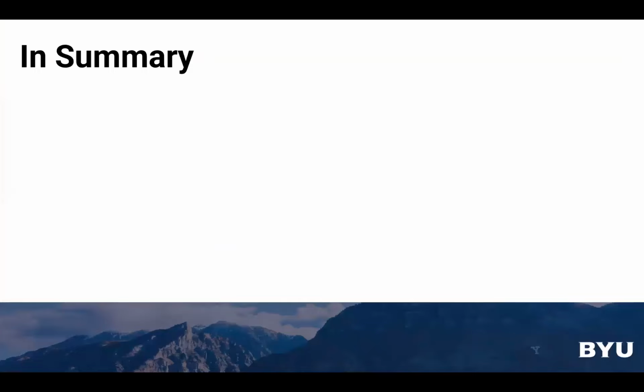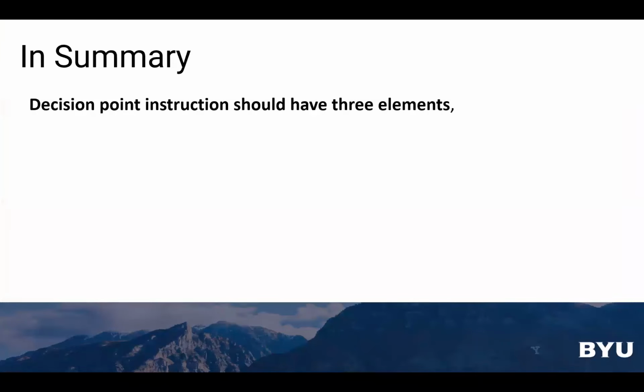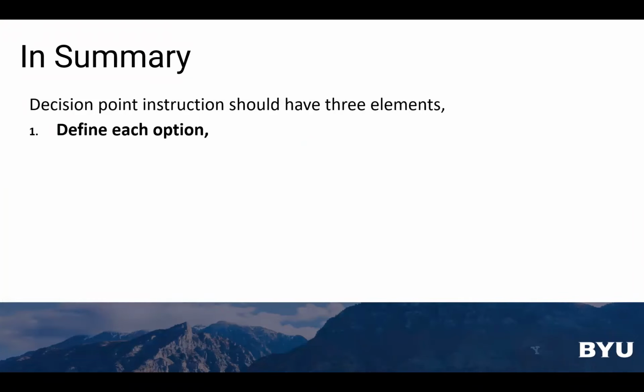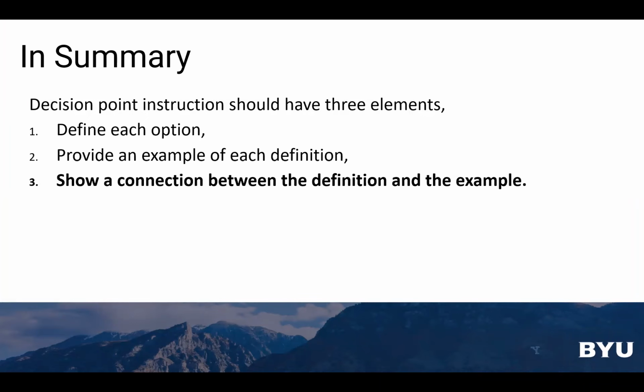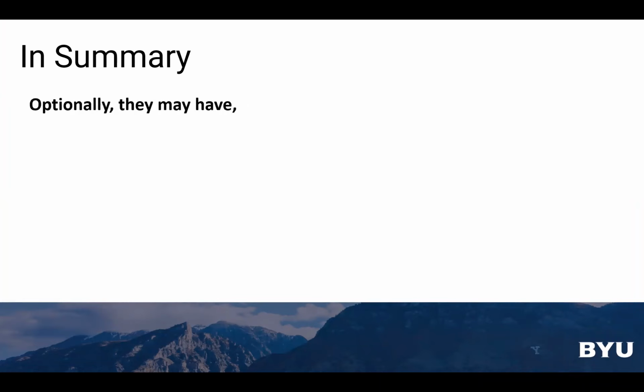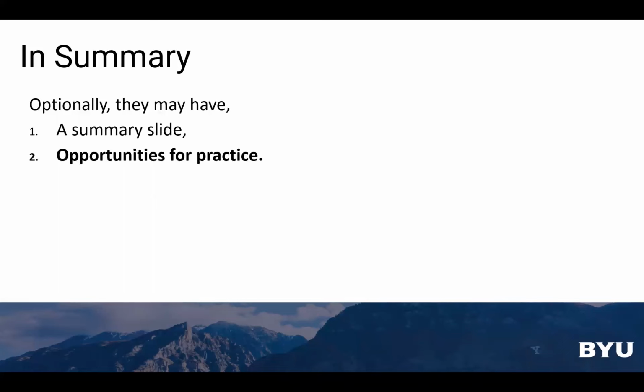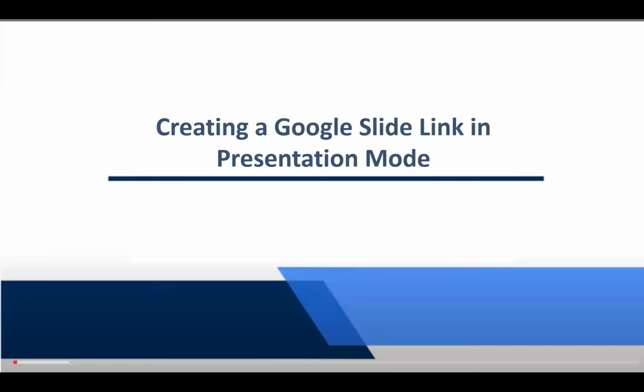the appropriate option. In summary, decision point instruction should have 3 elements. 1, define each option. 2, provide an example of each definition. 3, show a connection between the definition and the example. Optionally, they may have a summary slide and/or opportunities for practice.